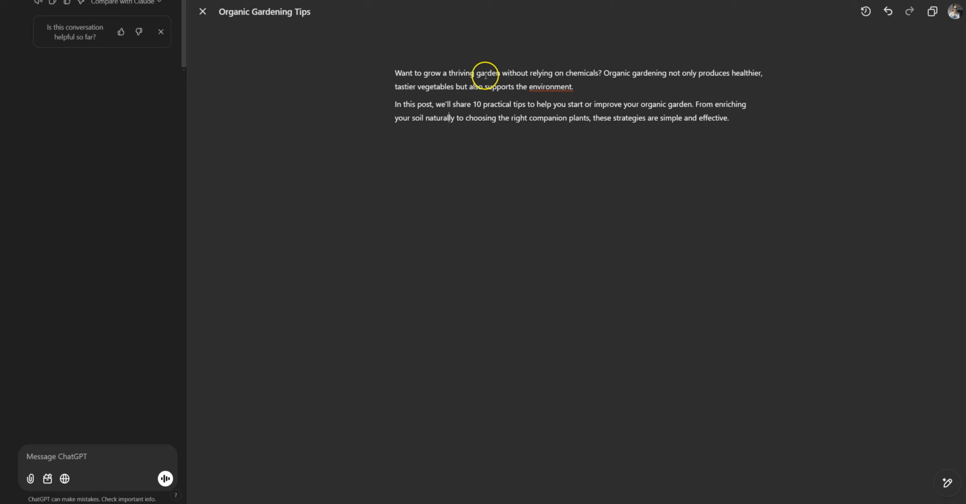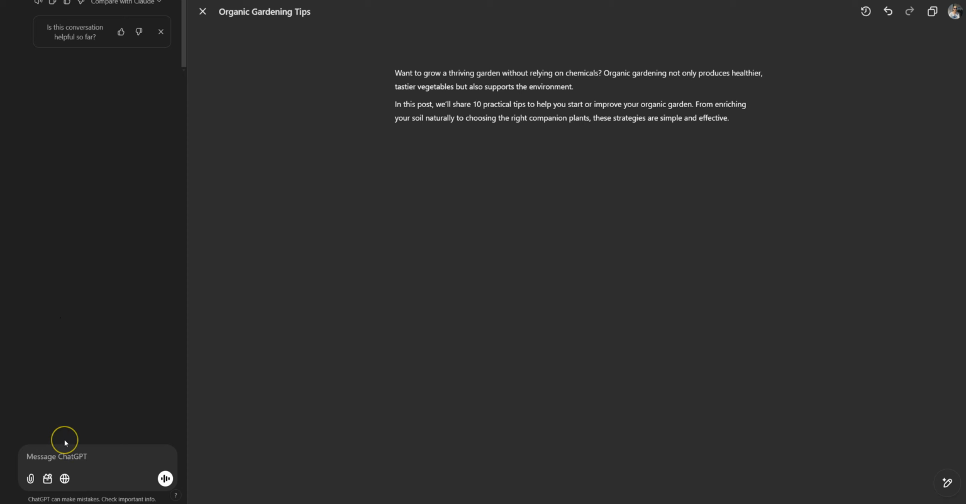Want to grow a thriving garden without relying on chemicals? Organic gardening not only produces healthier, tastier vegetables, but also supports the environment. In this post, we'll share 10 practical tips to help you start or improve your organic garden, from enriching your soil naturally to choosing the right companion plants. These strategies are simple and effective. Perfect. You've hooked them in for why they should read. You've then given them a breakdown about what the post is about, and they can decide from there if they want to read on or not. So that's not too bad at all.